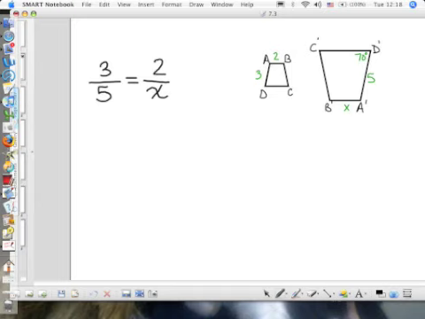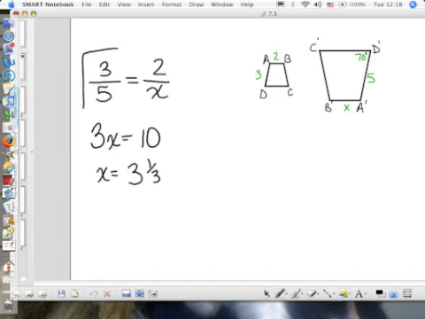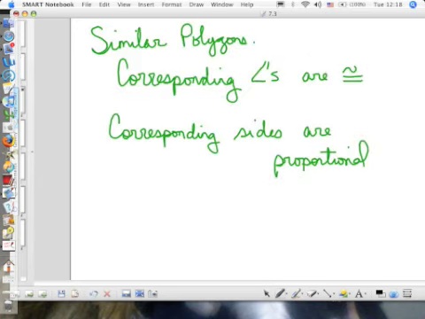Okay? Now how do we solve a proportion? You cross multiply and divide. So 3x is equal to 10, or x is equal to 3 1/3. So that's the scale factor? The scale factor is simply this. The one thing we know for sure, that is your scale factor. That tells you the size relationship between the two shapes. Now we use that scale factor to find any missing pieces. All right? Okay, let's move on.